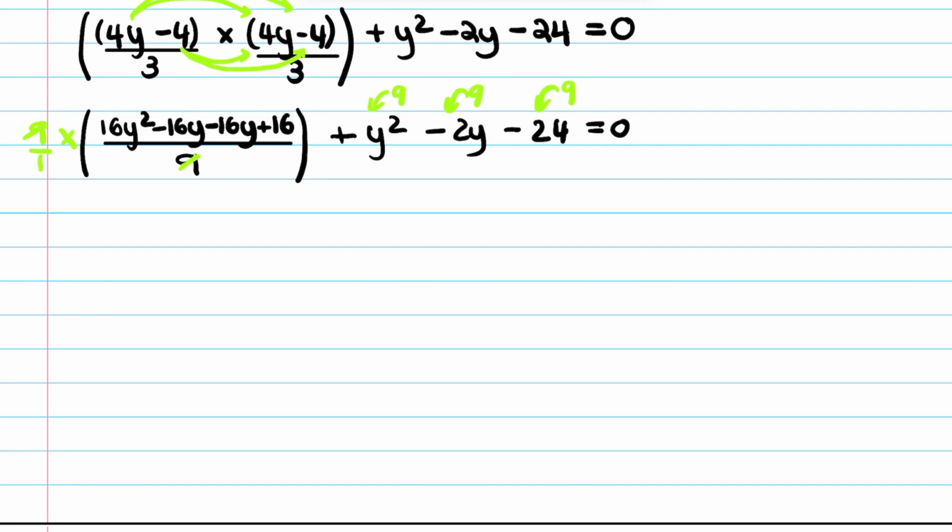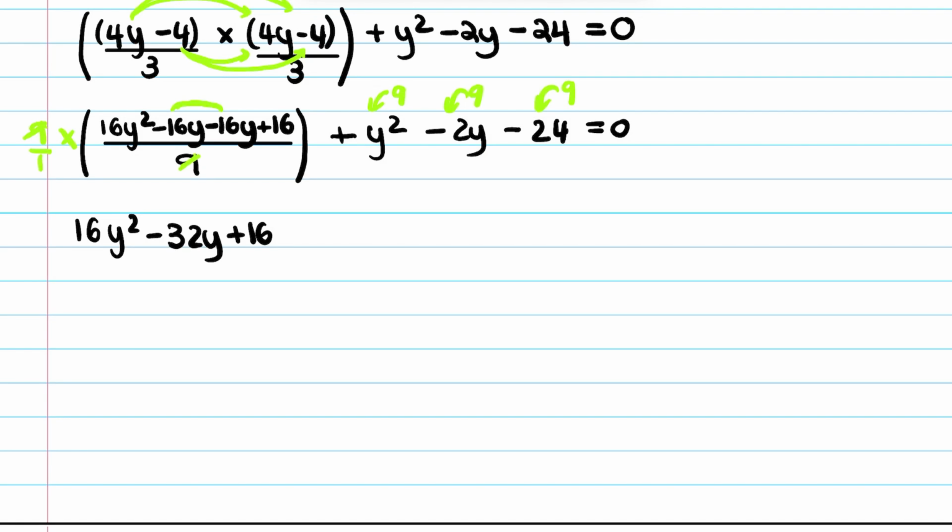What you should also see here is that this 9 and this 9 can cancel each other out. So all I'm actually left with here is 16y squared. And then I'm going to quickly simplify this. So negative 16y will give me minus 32y. And then I'm left with plus 16, okay?